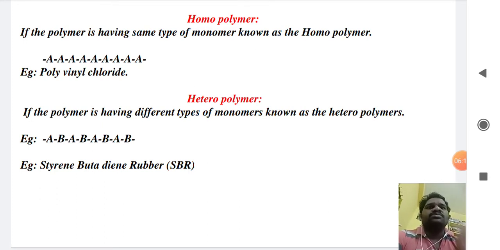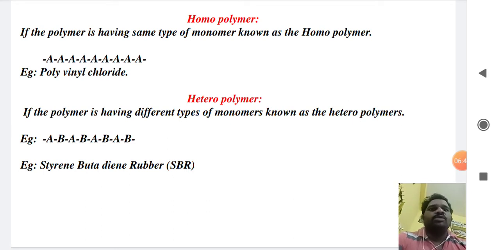So when we observe the structure of a homopolymer, it has the same type of monomer, which is called capital A. The best example of a homopolymer is polyvinyl chloride. This polymer has the same monomeric unit, called vinyl chloride, and this vinyl chloride is repeated a number of times.